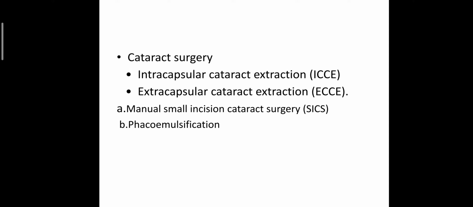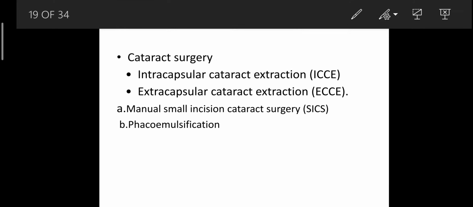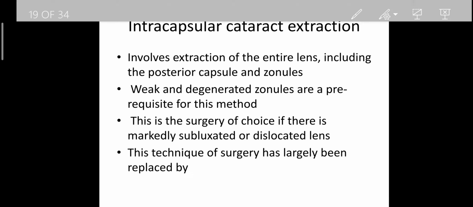And coming to types and techniques of cataract surgery. Cataract surgery has evolved a lot over time. The initial technique which was performed years ago was intracapsular cataract surgery, and it has evolved over time, and now mostly we do extracapsular cataract surgery. Extracapsular cataract surgery is again subdivided into conventional ECCE, which was done previously and is obsolete now, manual small incision cataract surgery, and phacoemulsification.